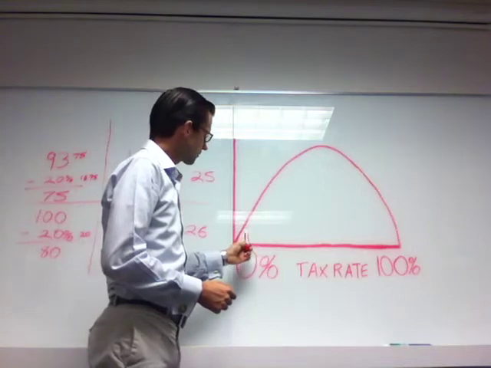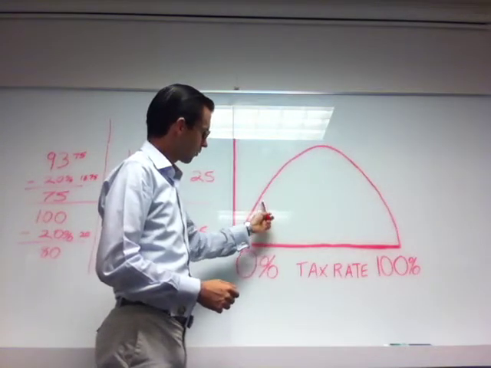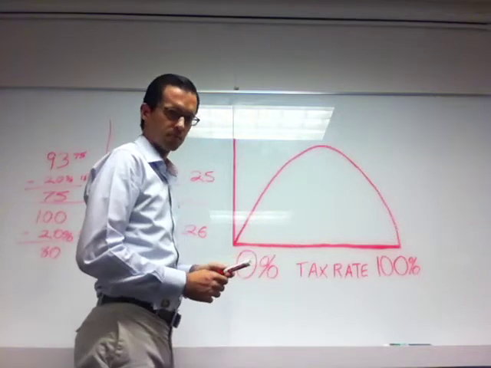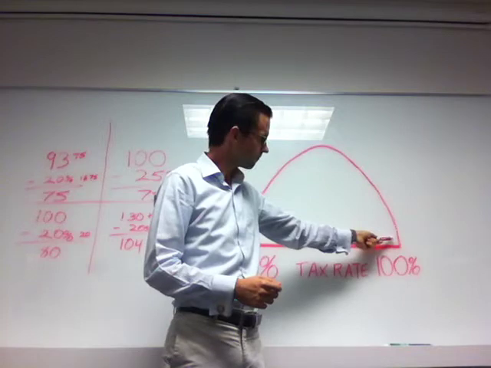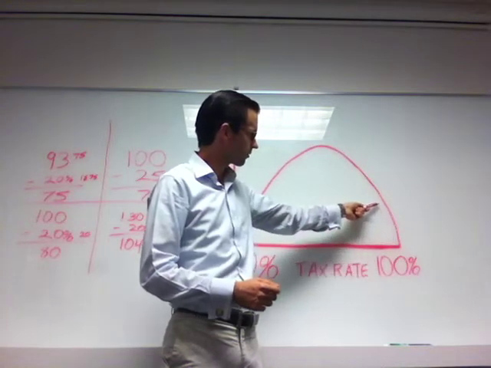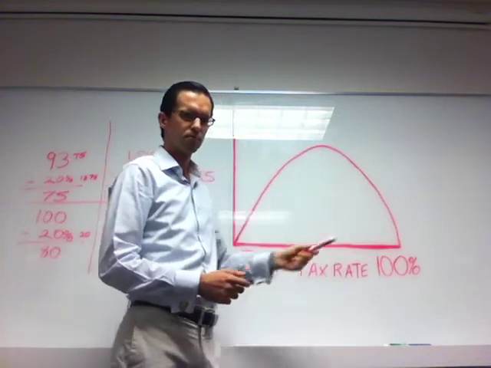So it makes sense that as you increase your tax rate from 0% on up a little bit, you get more government revenue. Good sense? And over here at your 100% tax rate, as you decrease your rate, you get more revenue. Very, very sensible.